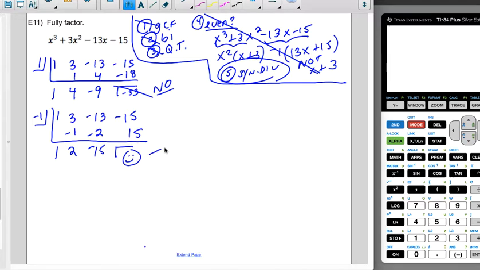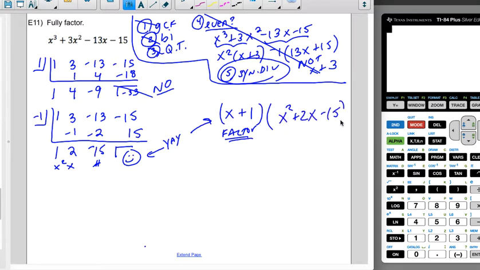Yay! Okay, so here's what this means. I now know that x plus 1 is a factor. That's what the -1 tells me, that x plus 1 is a factor, and that what's left is x squared plus 2x minus 15. Now, this is a quadratic trinomial that I can factor. What I saw originally looked like something I couldn't factor, but when I pulled out one factor, I was able to find other factors.